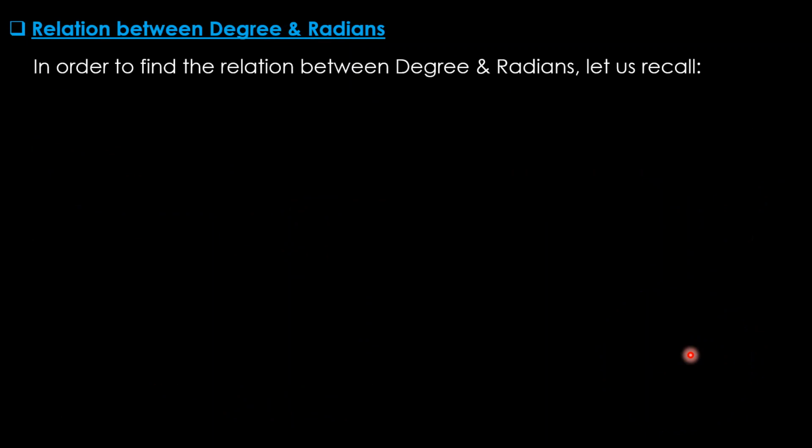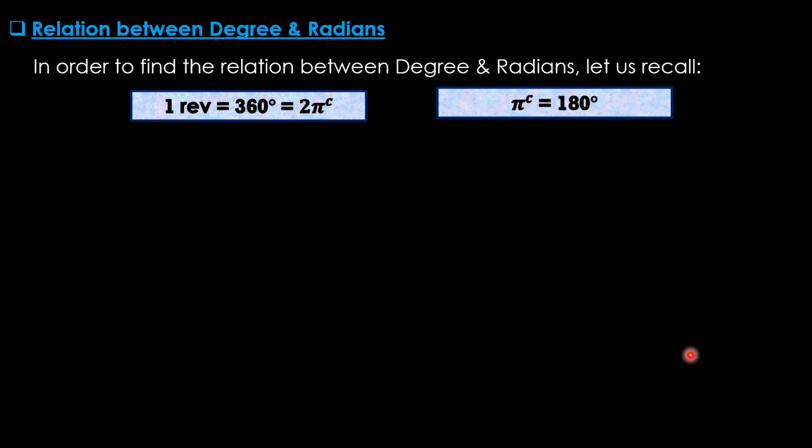Relation between degrees and radians. In order to find the relation between degrees and radians, let us recall 1 revolution equals 360 degrees equals 2 pi radian, or we can say pi radian equals 180 degrees.